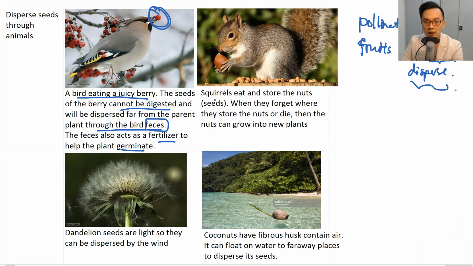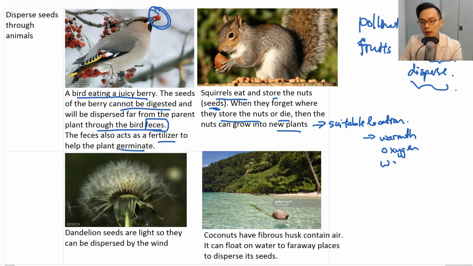Another kind of dispersal through animals is squirrels eat and store nuts, which are actually seeds. When they forget where they store the nuts, or when the squirrels die, then the nuts can grow into new plants if they are stored in a suitable location. All right. So a suitable location is where there is warmth, you need to remember WOW: warmth, oxygen, and water. So these are the three things that are needed for seeds to germinate. If the squirrel hides them in a place where there are these three characteristics, then they can grow.